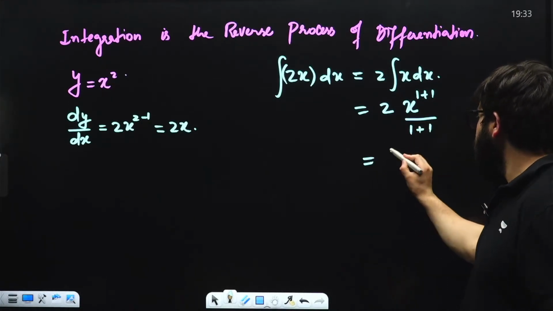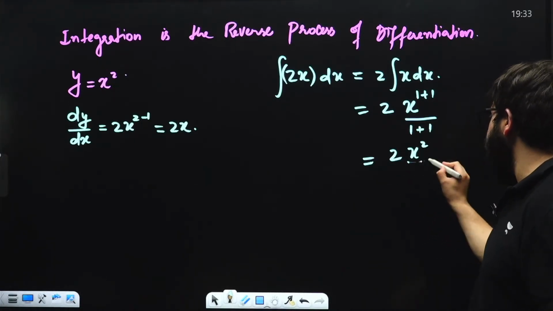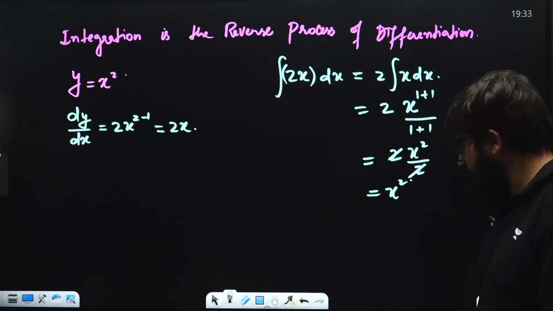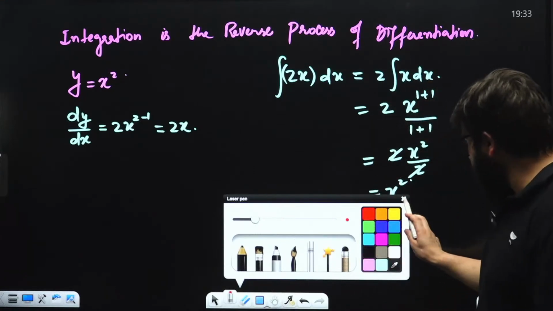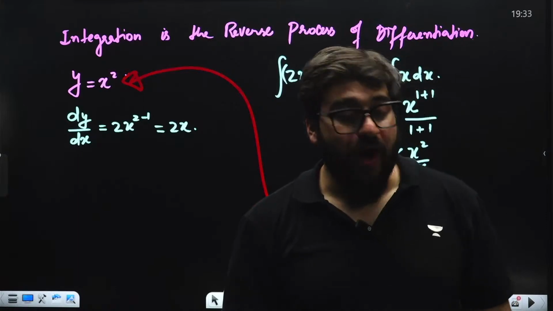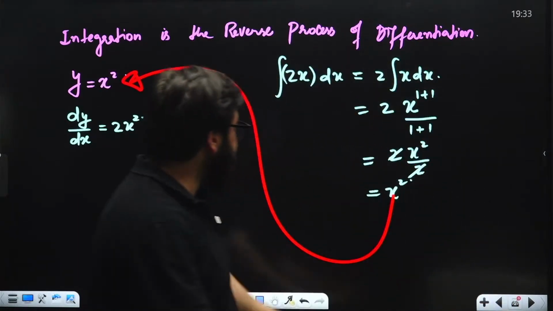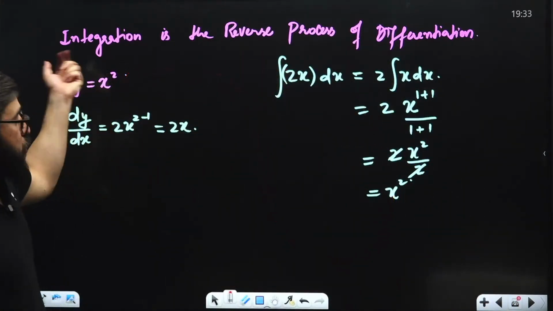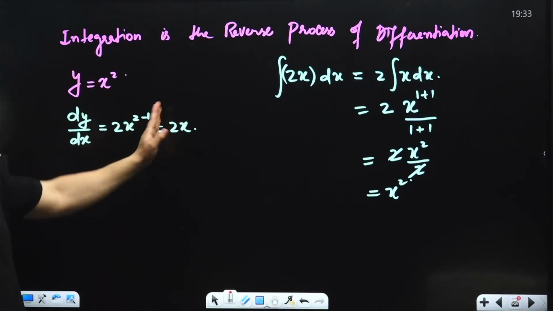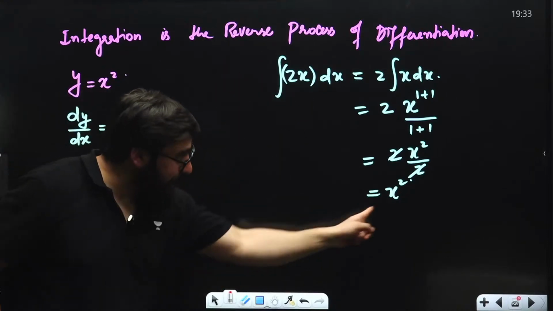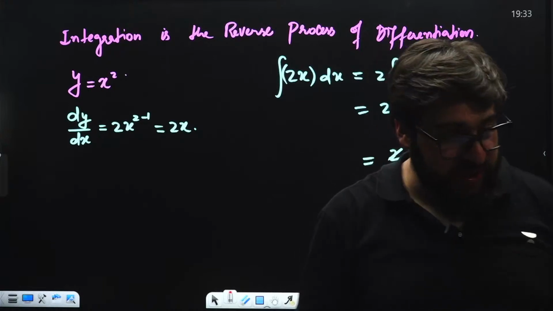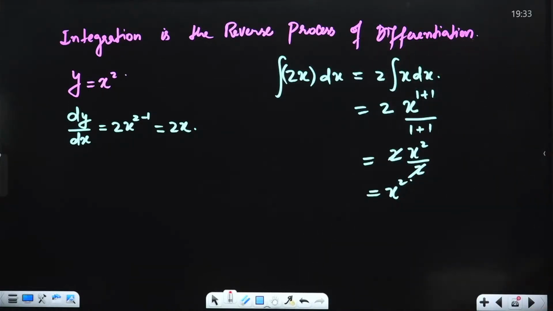So that will be 2x square divided by 2. 2 and 2 will cancel, so it is x square. So once again, we got the value back, which was the original value. So I can say integration is just the reverse process of differentiation. If you have got x square, you find its differentiation, and if you do its integration, it will give you back x square. So that's the reason we say integration is the reverse process of differentiation.